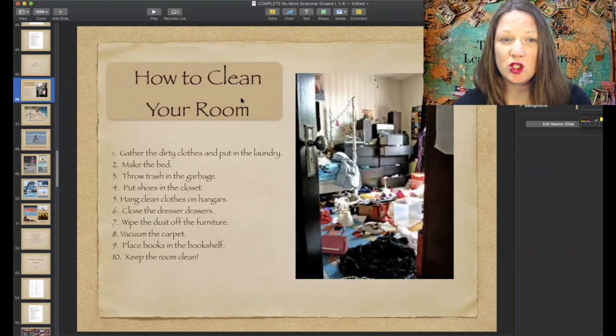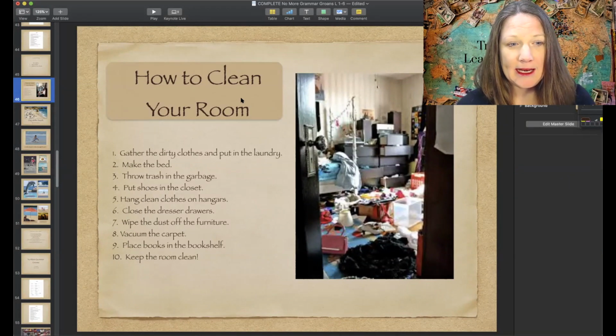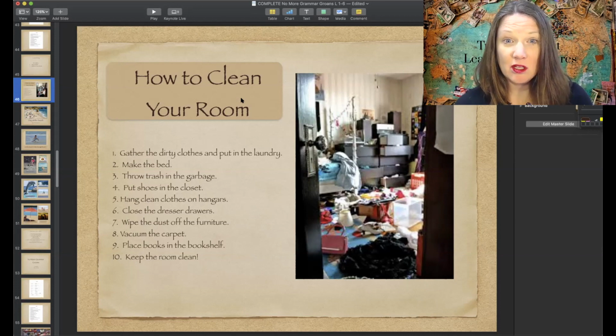You could do a how-to and list 10 different steps on how to do something. We talked about you being the subject. For example, when you write how-to, it's you gather the dirty clothes and put in the laundry. So you is a subject, but you don't have to put that in because that's called an understood you. We already know that you is who you're talking to.